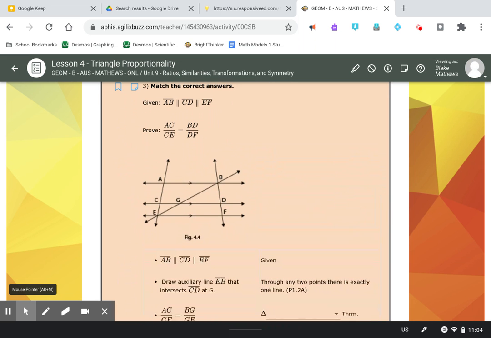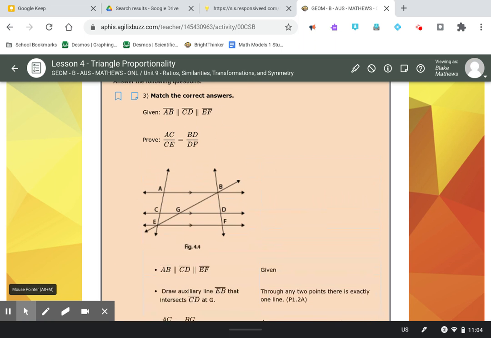Honestly, this isn't really presented in the most interesting way, so we're just going to slog through this. We have 3 parallel lines. We have AB, CD, and EF all parallel. And then we want to prove that the following are proportional. We're going to prove that AC, BD, and CE, DF are proportional. So we've got to prove that they have the same relationship with one another.